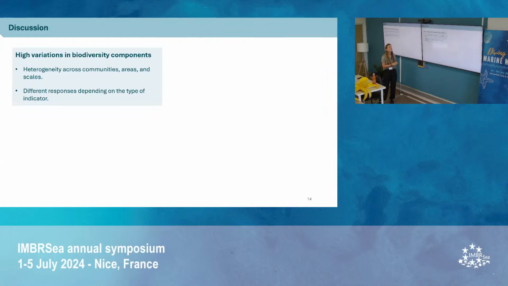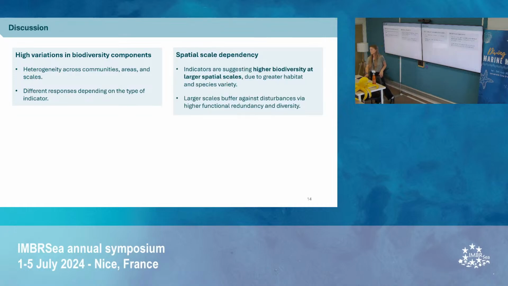Moving to the discussion, there is a high heterogeneity and discontinuity across demersal communities, across geographical areas, and across spatial scales. There were very different responses depending on the type of indicators, which means that functional and resilience indicators are providing additional information. Regarding spatial scale dependency, the indicators are suggesting higher biodiversity at larger spatial scale due to greater habitats and species variety. And also, larger scales are likely to buffer against disturbances via higher functional redundancy and diversity.